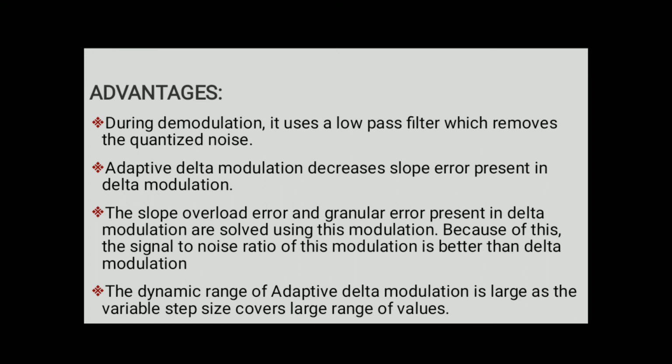Advantages. During demodulation, it uses a low pass filter which removes the quantized noise. Adaptive delta modulation decreases slope error present in delta modulation. The slope overload error and granular error present in delta modulation are solved using this modulation. Because of this, the signal to noise ratio of this modulation is better than delta modulation. The dynamic range of adaptive delta modulation is larger as the variable step size covers large range of values.